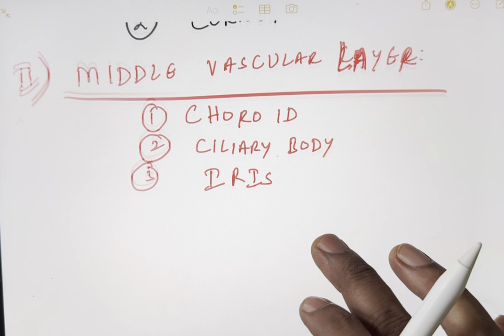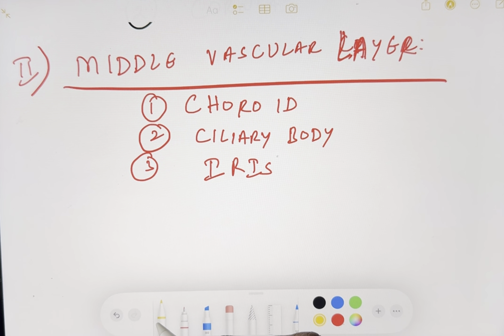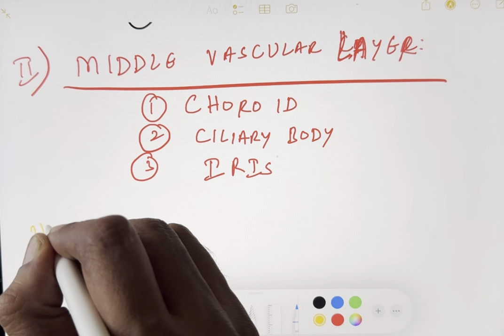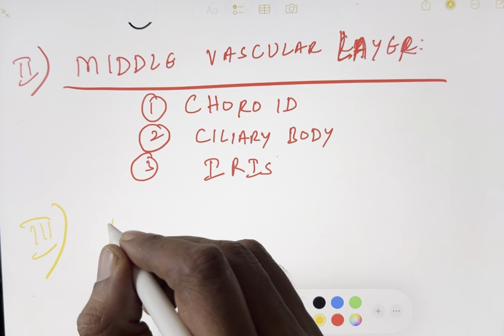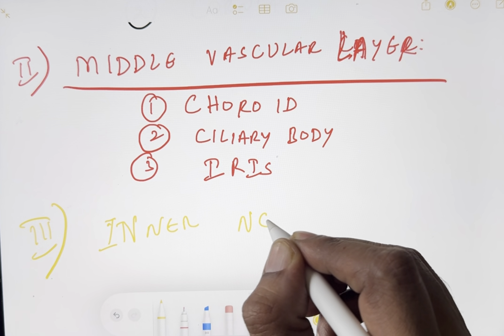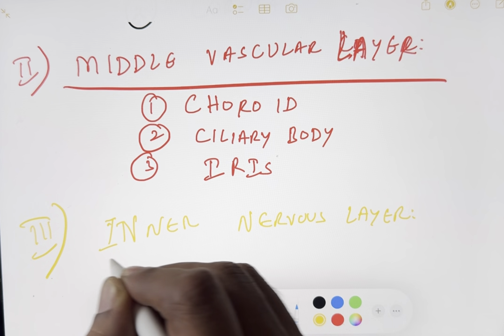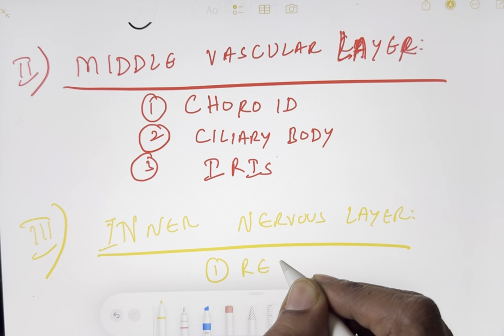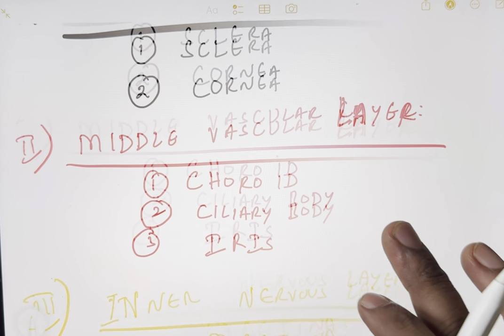Then the inner coat is made up of the nervous layer. This nervous layer I will highlight with yellow color. So yellow color I am highlighting, that is the inner nervous layer. It is mainly made up of retina. Again, retina has 10 layers. We will discuss the layers of retina in detail in some other video.